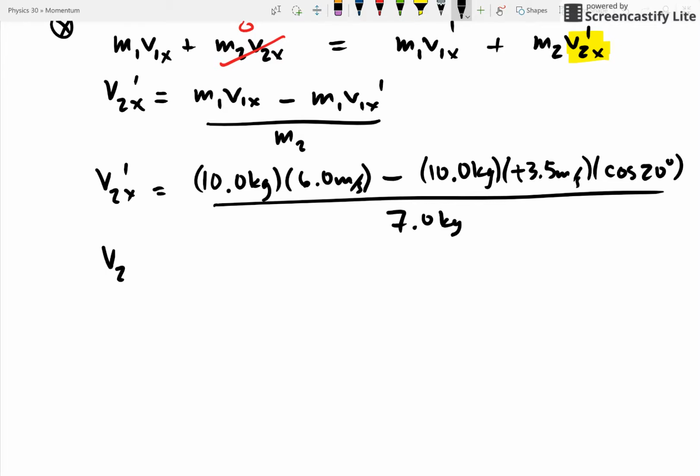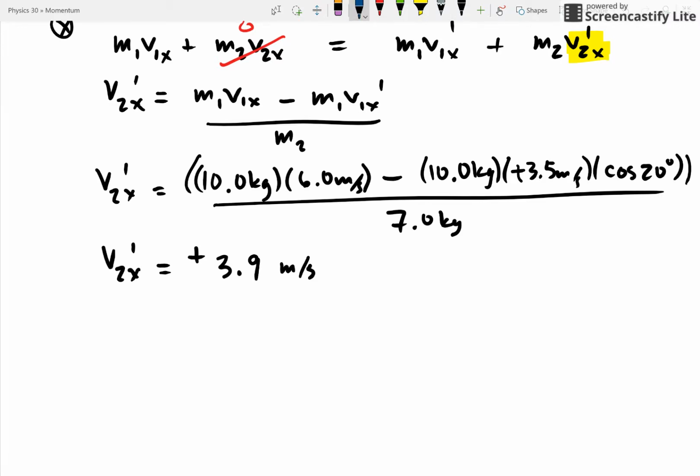Okay, let's solve for the x component of velocity 2 after the collision. Using our calculator, 10 times 6 minus 10 times 3.5 times cosine 20, in brackets, and then divide by 7. So we have a positive velocity of 3.9 meters per second, with 2 significant digits.